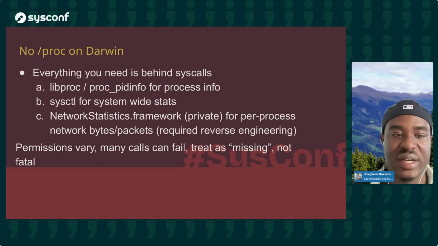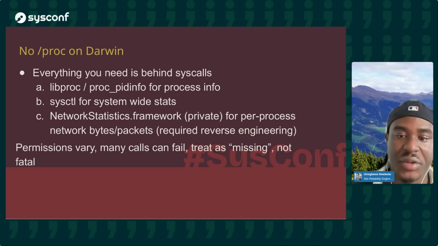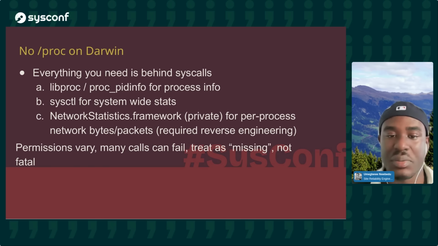Because we are using system calls, sometimes the kernel doesn't give you permissions to see some of this data, right? So a good way to engineer this is that if a call fails, it's best to treat it as missing but not fatal, right? Because you might be able to get the stats for other processes. So yeah.